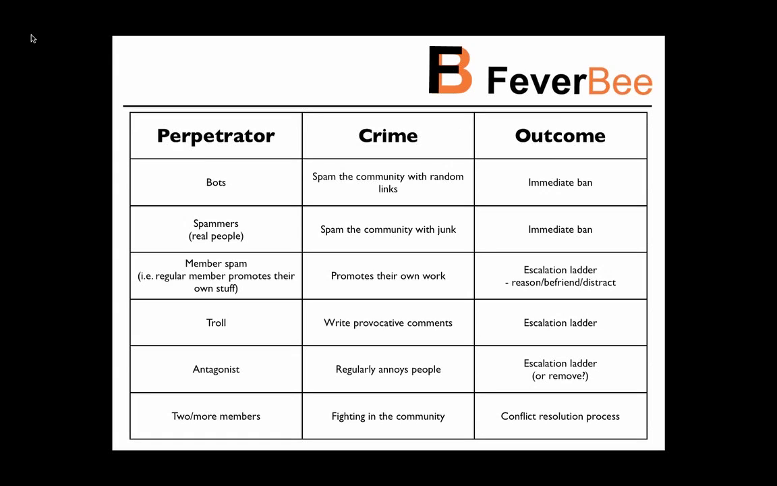And if it's just an antagonist, someone that is in the community but isn't a troll, but tends to be very disliked by most people in the community for their opinions or viewpoints, or the way they express themselves, again it's a case of going through the escalation ladder. Or perhaps for people that aren't a good fit for your community, people that don't share the viewpoints or the passions or the ideas of your community, perhaps you do just want to remove them. Perhaps you don't spend too much time on getting these people onto the right track. And finally, if it's two or more members that are fighting in the community, then you go through the conflict resolution technique.